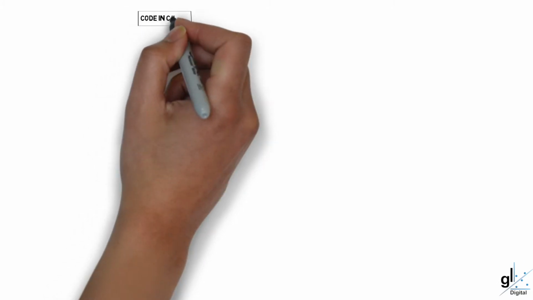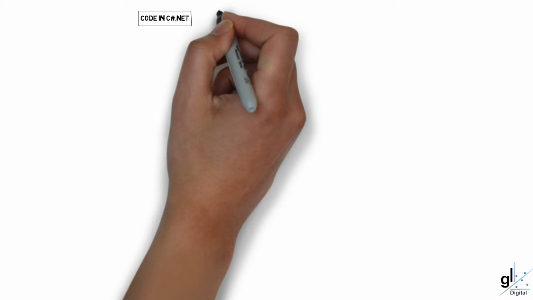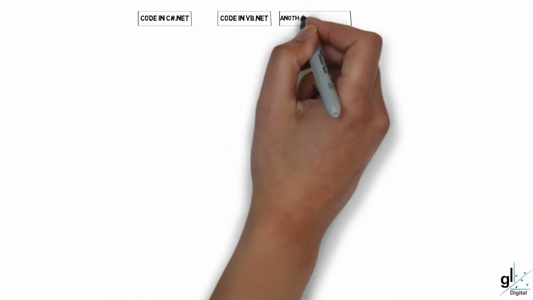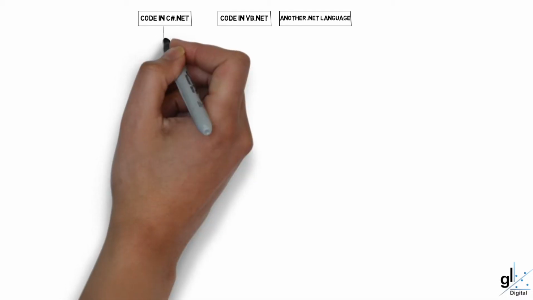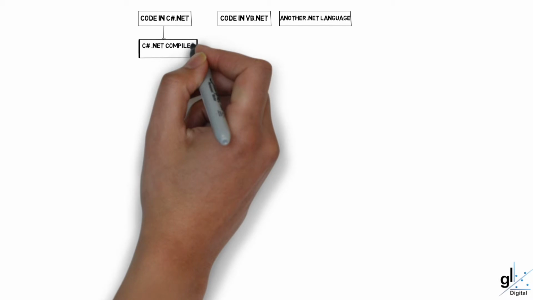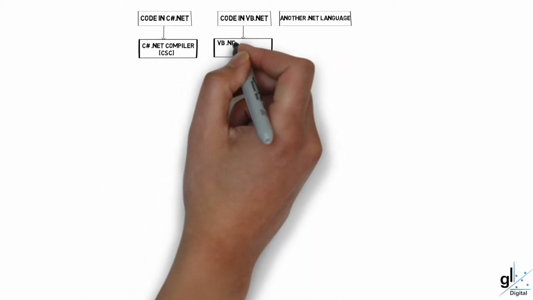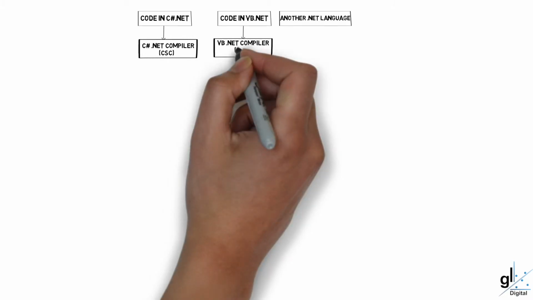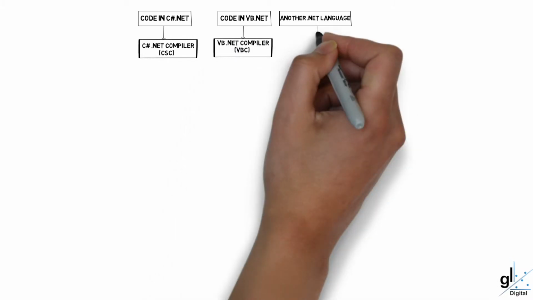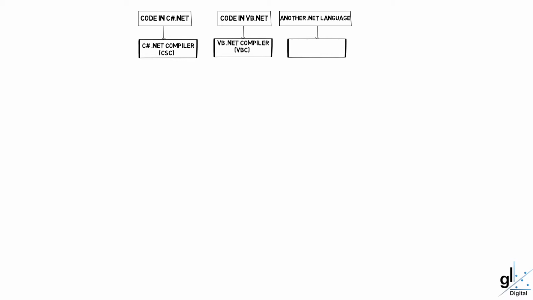We have our C# code, or we have our VB.NET code, or another .NET language, could be C++ or F#, for example. We then compile our .NET code using an appropriate compiler relative to the .NET language we have used to write our code. It could be the C# compiler, also known as CSC. It could be the VB.NET compiler, also known as VBC, or another compiler appropriate to whichever .NET language we are using.